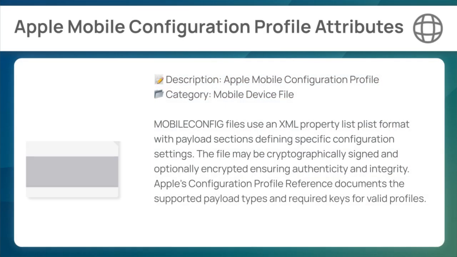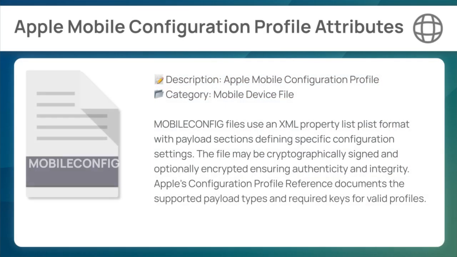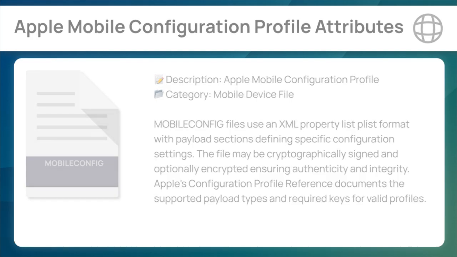Mobile config files use an XML property list (plist) format with payload sections defining specific configuration settings. The file may be cryptographically signed and optionally encrypted, ensuring authenticity and integrity. Apple's configuration profile reference documents the supported payload types and required keys for valid profiles.